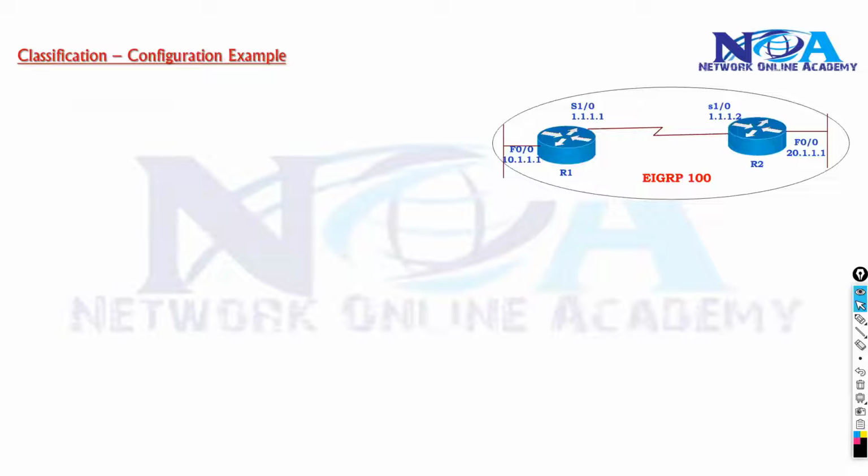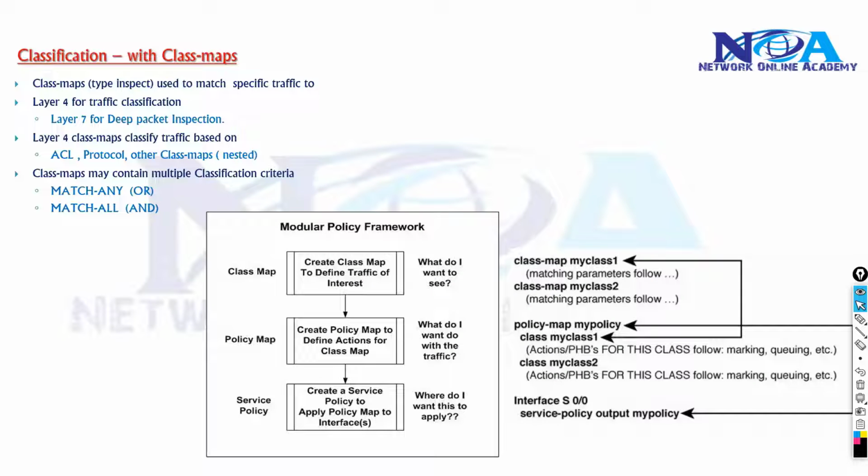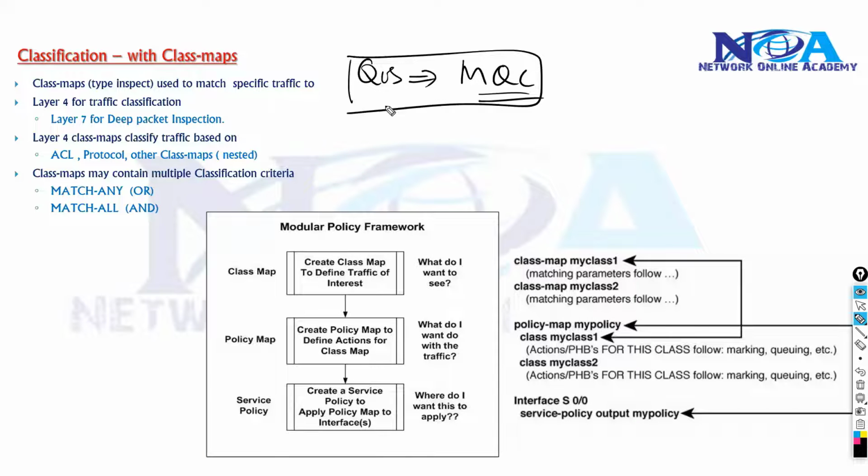Now before that, we need to understand the hierarchy of this configuration part, because most of the configurations in your quality of service goes in MQC, Modular QoS CLI framework, where we will be doing the configurations in different options here. Like the first step, what we'll be doing is we are going to create the class maps. So creating a class map is your first step.